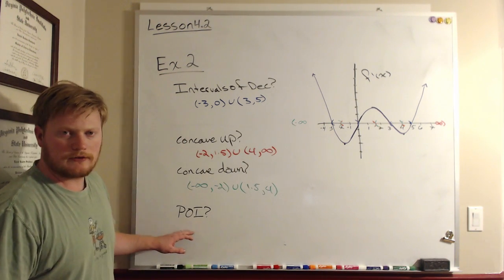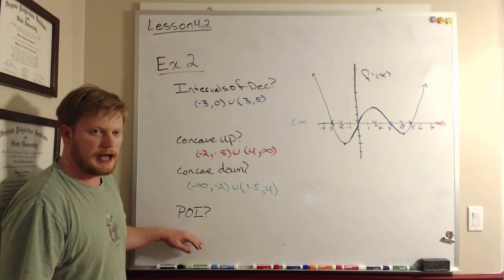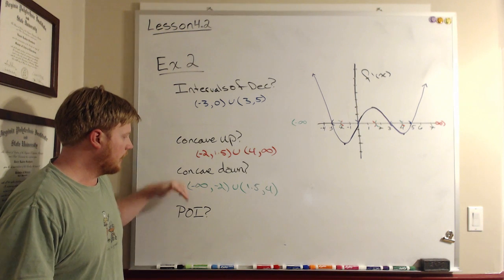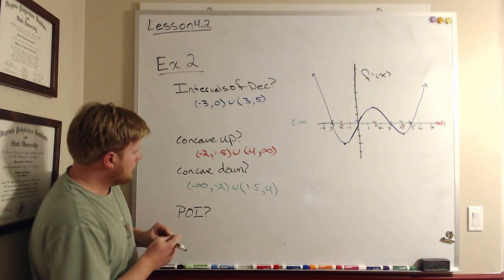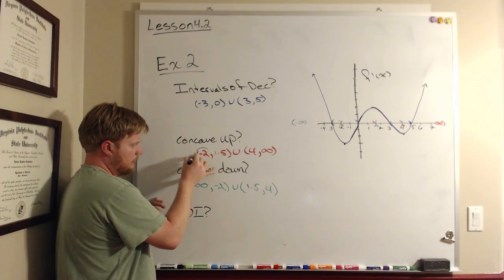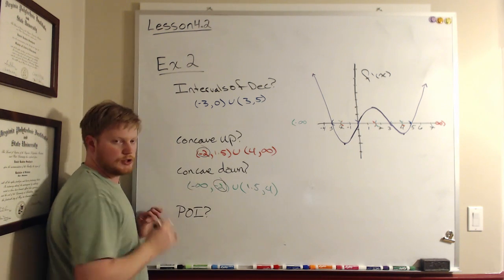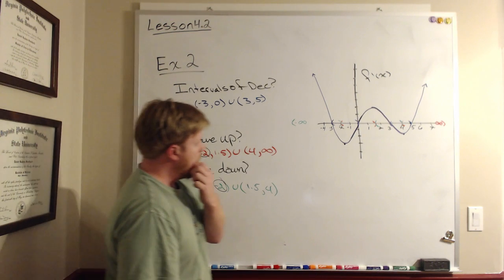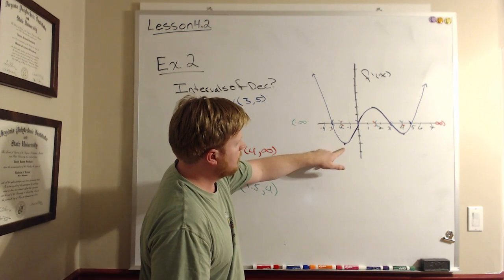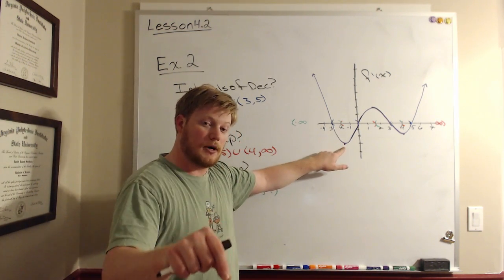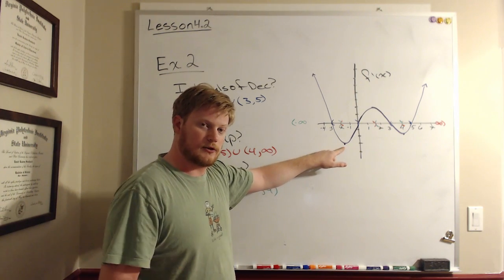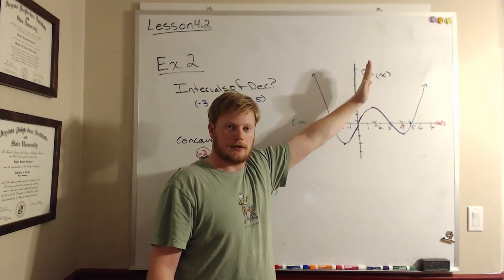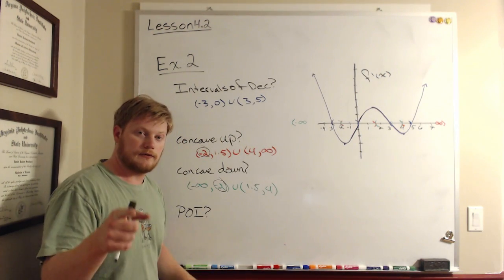And then POIs, points of inflection. Points of inflection are where the concavity changes from positive to negative, or changes from concave up to concave down. Well, you can sort of see here, -2 is where I'm going from concave down to concave up. And right here you can see at -2 I have a minimum of the first derivative, because that's where the first derivative changes from a negative slope to a positive slope. And that's where the second derivative changes sign.